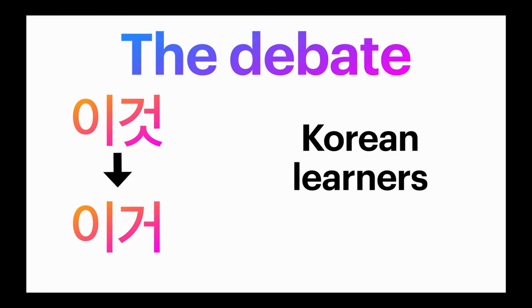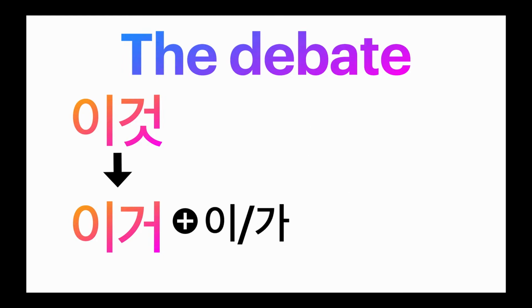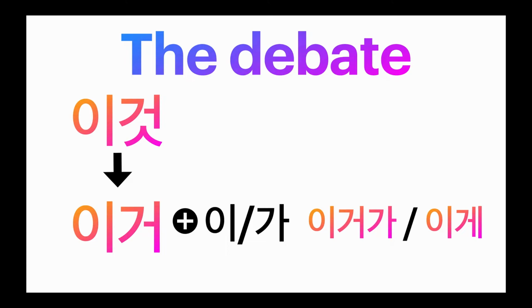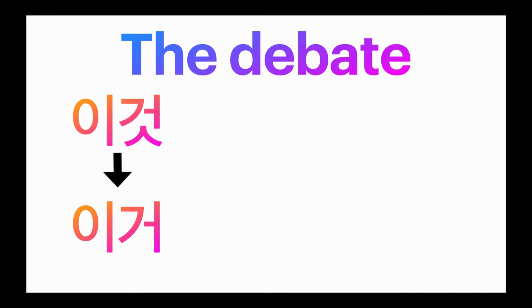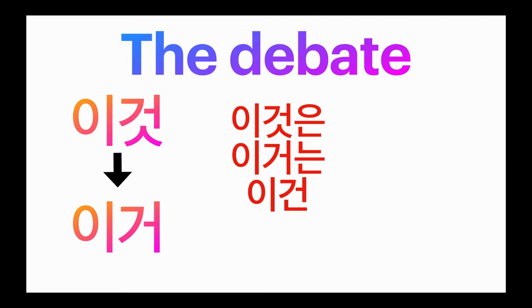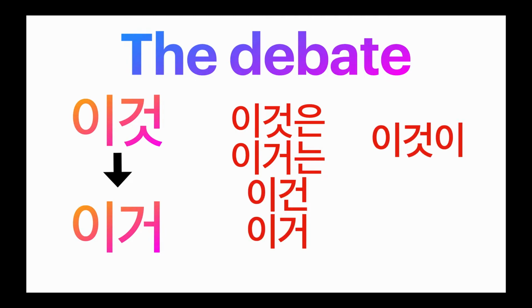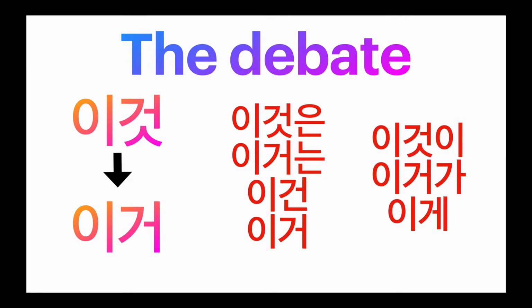So, for example, 이거 can often be followed by different particles besides just the topic particle, like it can have the subject particle, which is 이 and 가, which is something that we will learn in a future video. Now, when you add 이 and 가 to 이거, it becomes 이거가, or 이게 as an abbreviated form. Now, between just these two particles, the combinations that you can get are a lot. We have 이것은, 이거는, 이건, 이거, 이것이, 이거가, 이게, and that's just between these two particles here.